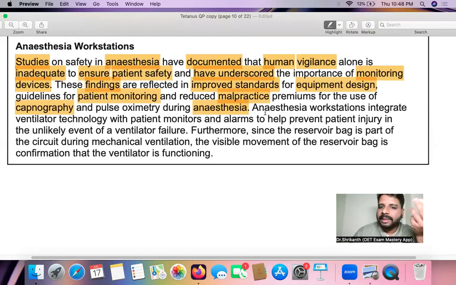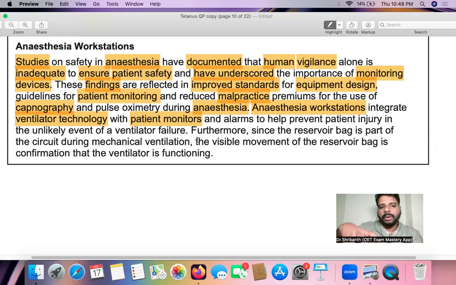Now let's come to the next sentence over here. Anesthesia workstations integrate ventilator technology, that is, they have ventilator technology with patient monitors. Integration means combination. Integration means what?